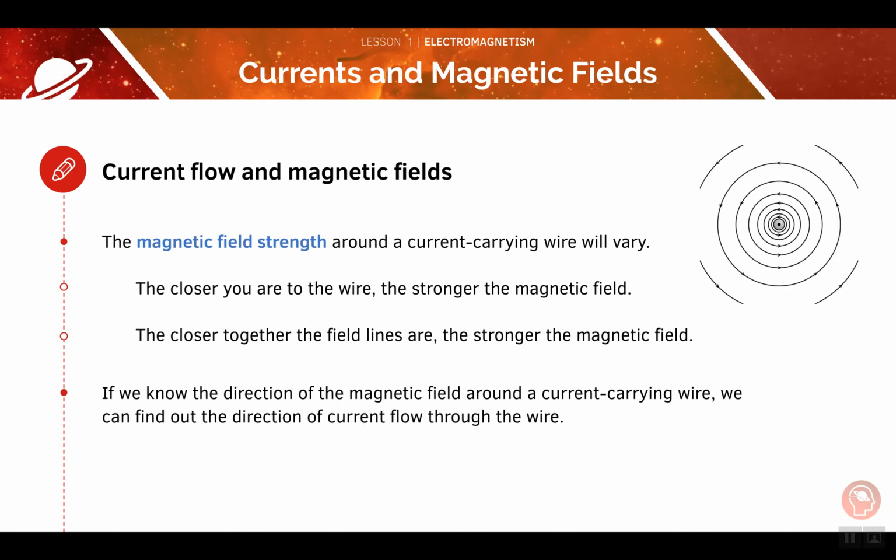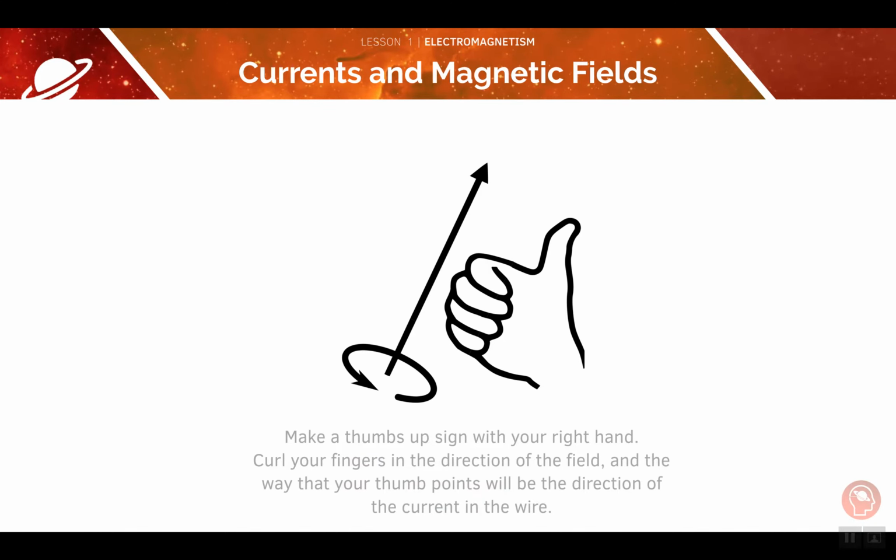If we know the direction of the magnetic field around a current-carrying wire, we can find out the direction of current flow through the wire. We can do this using something called the right-hand grip rule. Simply make a thumbs up sign with your right hand. Curl your fingers, which will be the direction of the field, and the way that your thumb points will be the direction of the current in the wire.